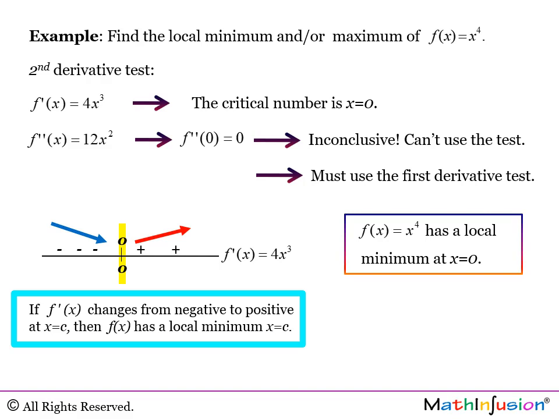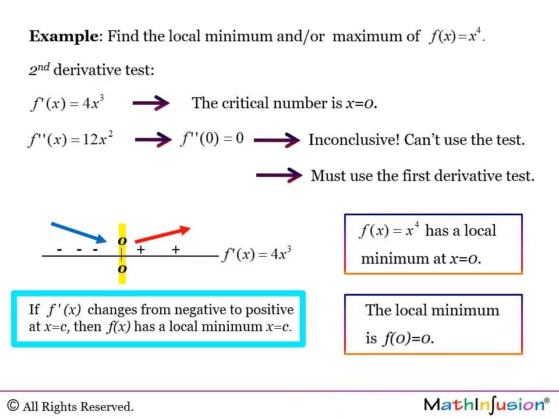I would like to recall that when the second derivative is 0 for some value of x, it's really inconclusive. It does not mean that there is no minimum or maximum. For example, in this case, when f(x) equals x to the 4, it was inconclusive, but there was a local minimum at the critical number x equals 0. The local minimum is f of 0, which is 0.